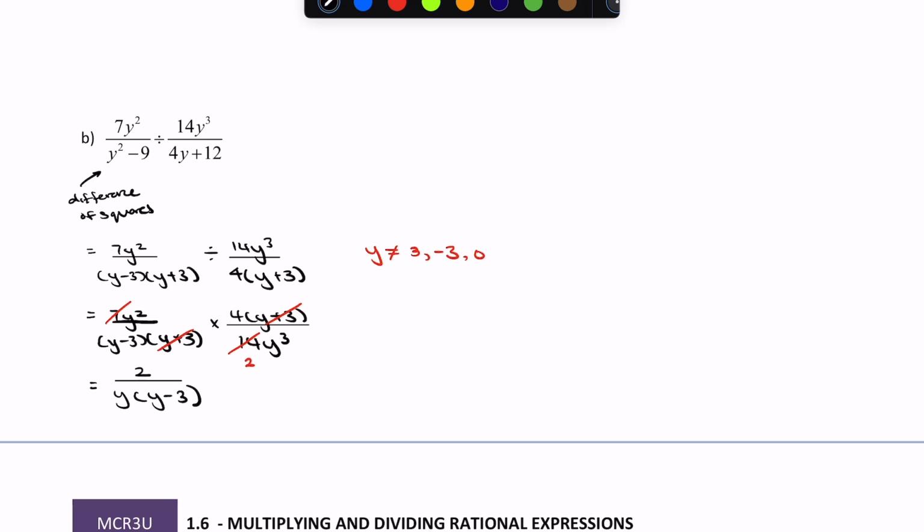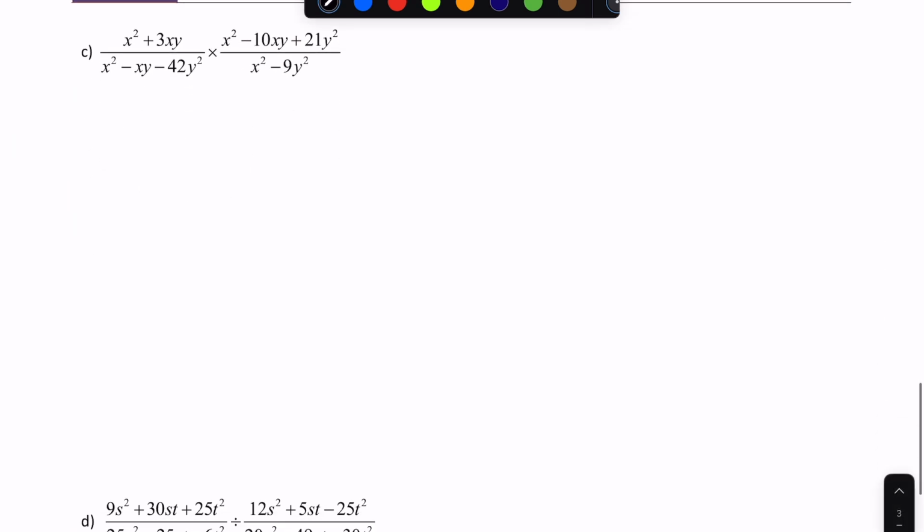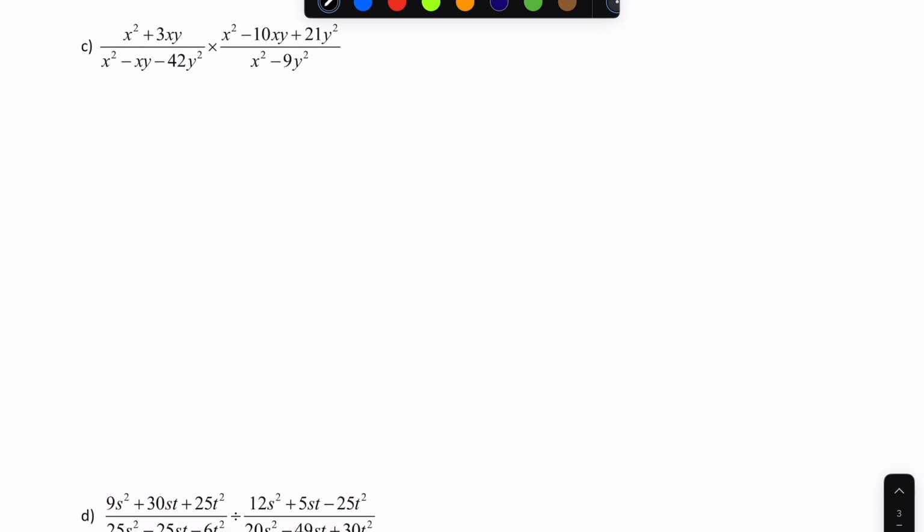Okay, so just two more examples here. So a little bit more complex ones again. So here we have x squared plus 3xy over x squared minus xy minus 42y squared times x squared minus 10xy plus 21y squared over x squared minus 9y squared. So here at the top, you can factor out an x. You're left with x plus 3y.